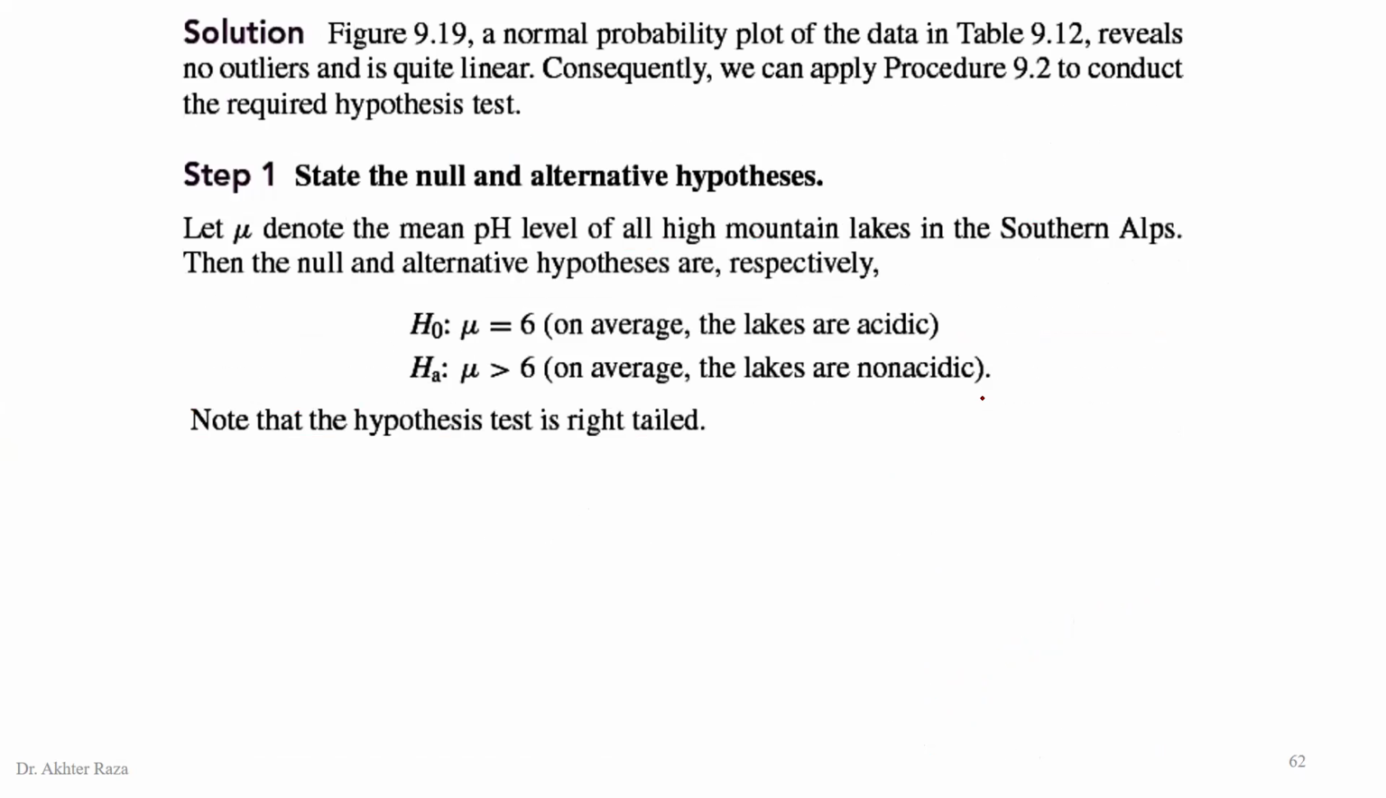The null hypothesis is that the average pH value is 6, and the alternate hypothesis is what? pH value is greater than 6. This is the alternate hypothesis. On the average, the lakes are non-acidic. The null hypothesis says the lakes are acidic.